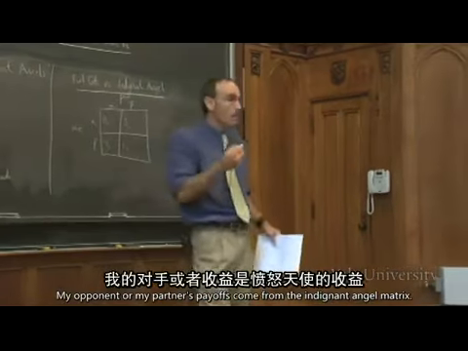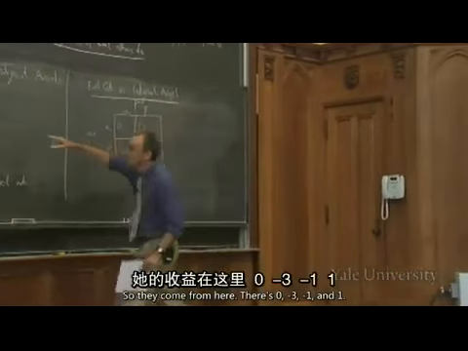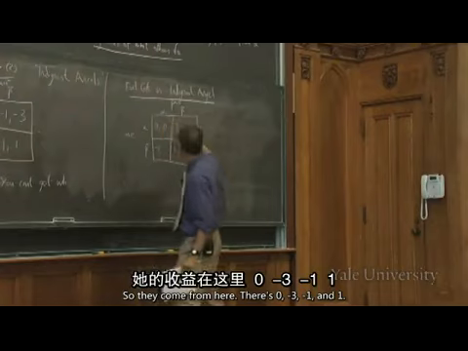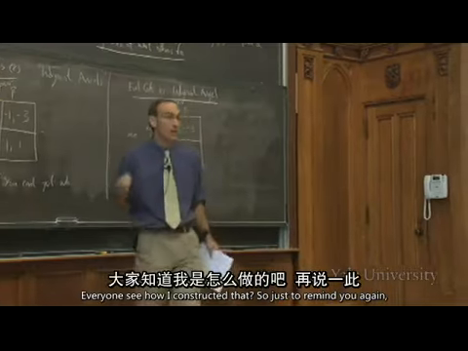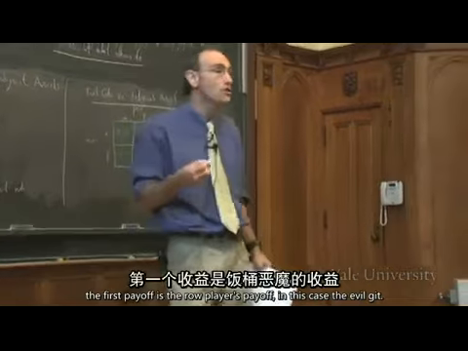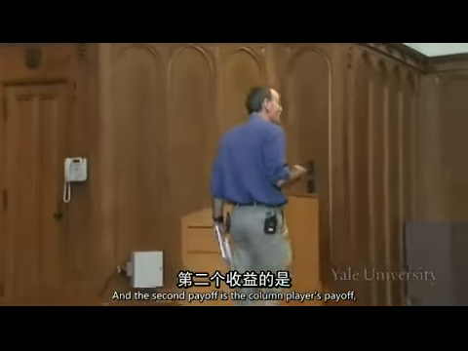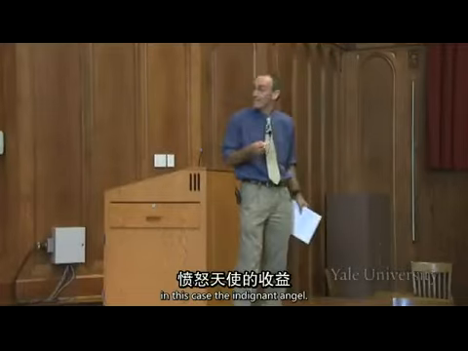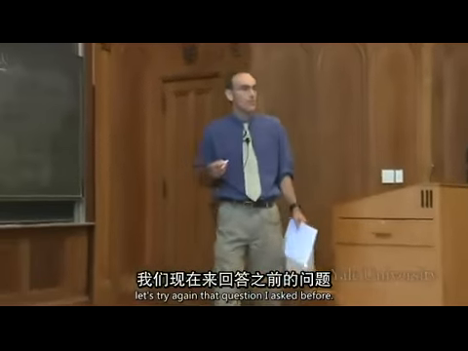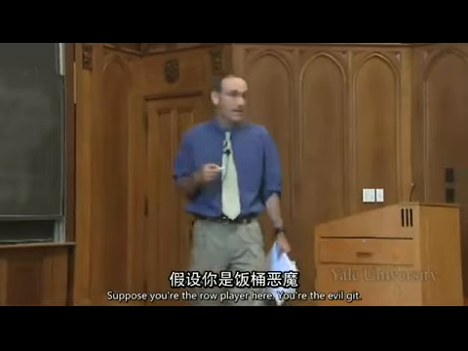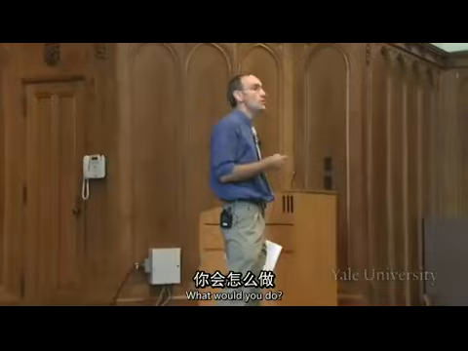My opponent or my partner's payoffs come from the indignant angel matrix. So they come from here. There is 0, a -3, a -1, and a 1. Everyone see how I constructed that? Just to remind you again, the first payoff is the row player's payoff, in this case the evil git, and the second payoff is the column player's payoff, in this case the indignant angel. Now we've set it up as a matrix, let's try again that question I asked before. Suppose you're the row player here, so you're the evil git, those are your payoffs, you're playing against an indignant angel, what would you do?